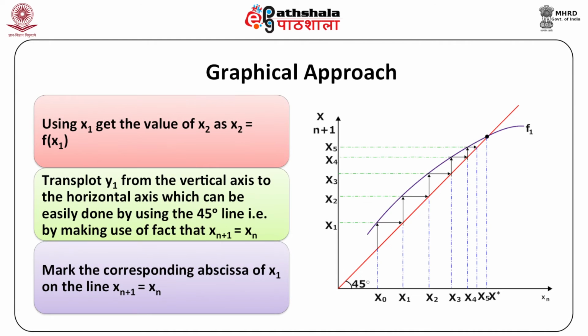Now using x1, we can get the value of x2, as x2 is a function of x1. For this, we transplot x1 from the vertical axis to the horizontal axis, which can be easily done by using the 45 degree line. That is, by making use of the fact that x(n+1) is equal to x(n). This means we simply need to mark the corresponding abscissa of x1 on the line x(n+1) equal to x(n). From this abscissa, we again draw a vertical line to the curve f and find the corresponding ordinate, which is now x2. Repeating the same procedure with x2, we get x3 and so on.